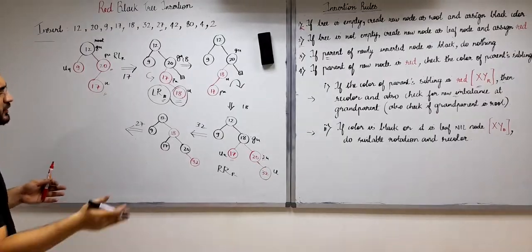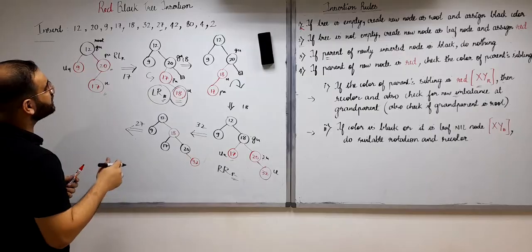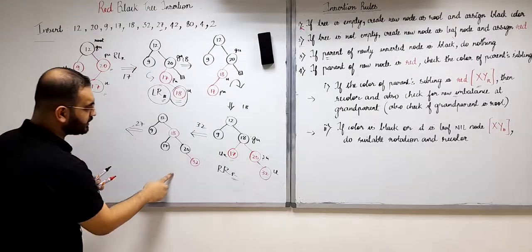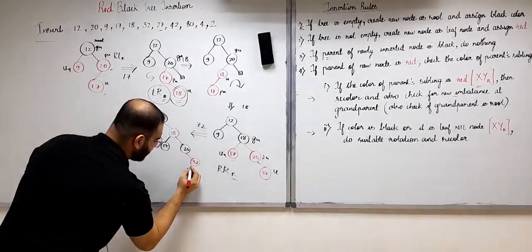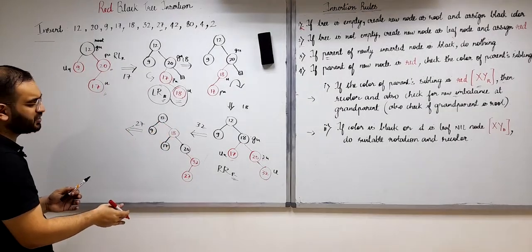That is why we just had to perform recoloring because of the red over here. So when we insert 27, what will happen? Where will the 27 come? It will come on the left side of 32, because this tree is also following the binary search tree property.